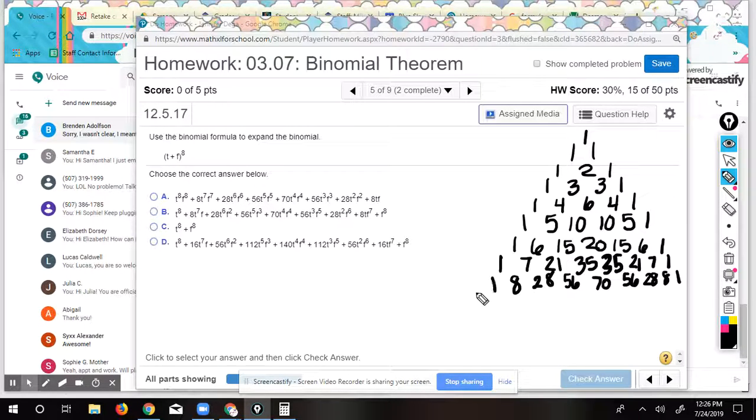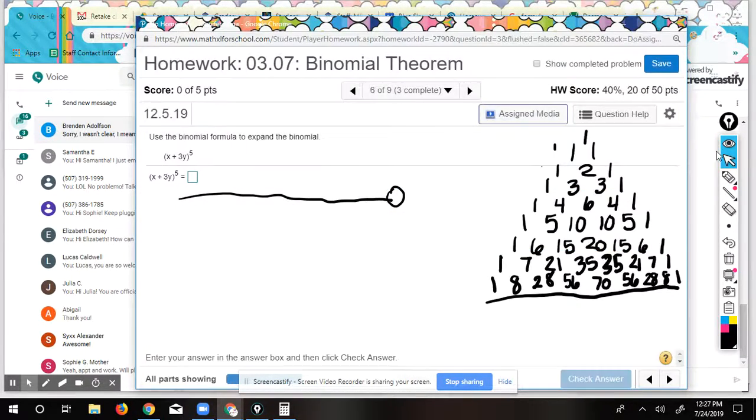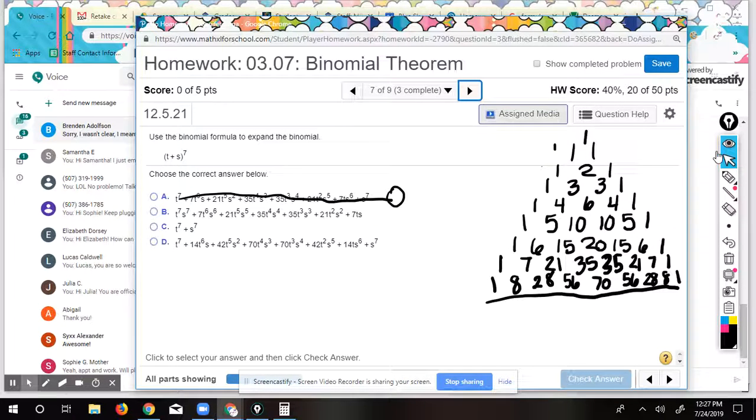Okay, so we're in the 8th row. It starts at 0, so 1, 2, 3, all the way down. So you just need to find which one has these coefficients. So 1, 8, 28, 56, 70, 56, 28, 8. Oh, it's missing the 1, so it can't be that one. 8, 28, 56, 70, 56, 28, 8, 1. Looks like this is our contender. Yay, we did it. Okay, number 7.